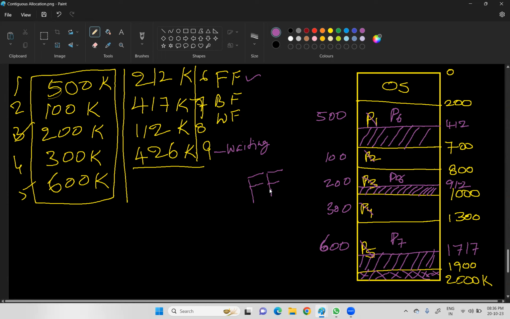Now, worst fit. Let me take worst fit into consideration again. Worst fit means allocate the largest hole to the next coming process. First fit means allocate the first hole that is big enough. Worst fit means allocate the largest hole that is fit enough. While searching, we look for the largest hole which is available that could be allocated for this particular job.